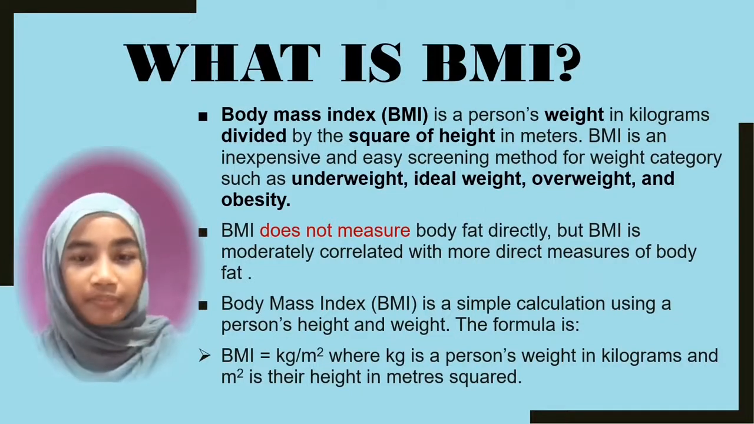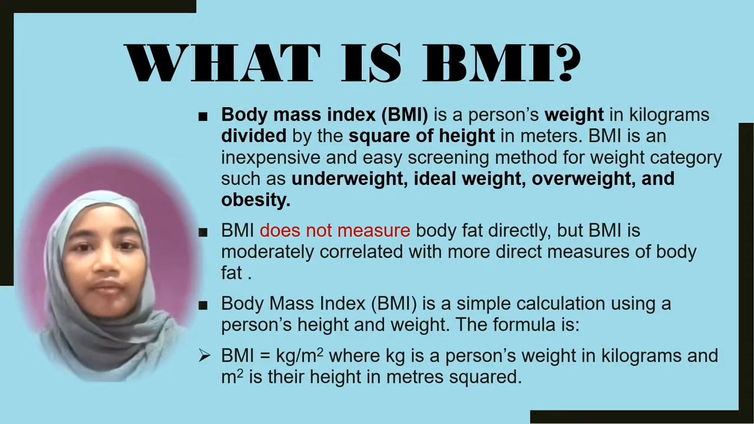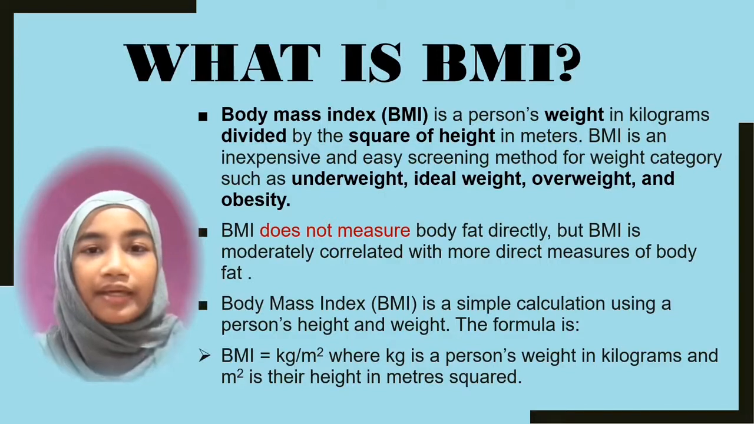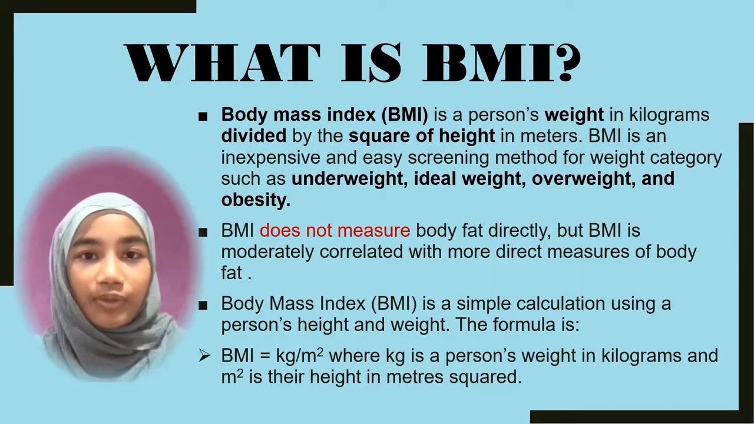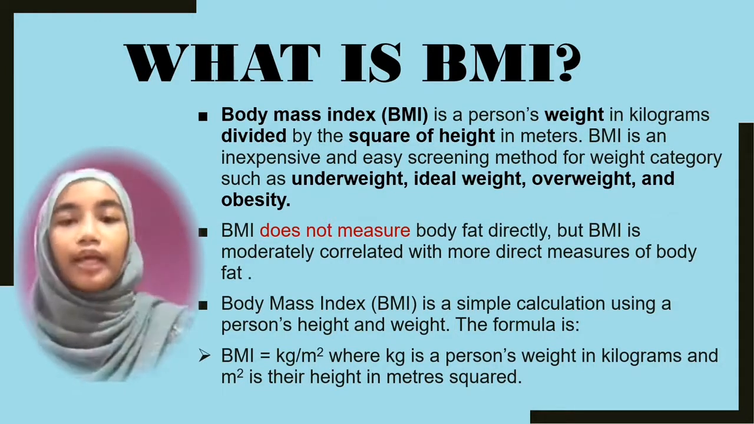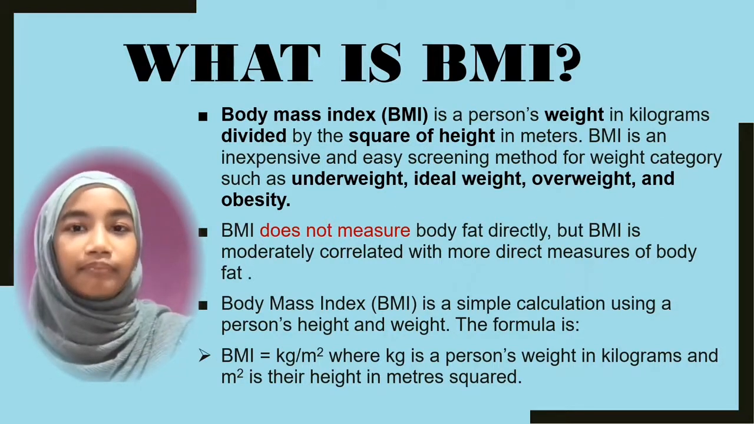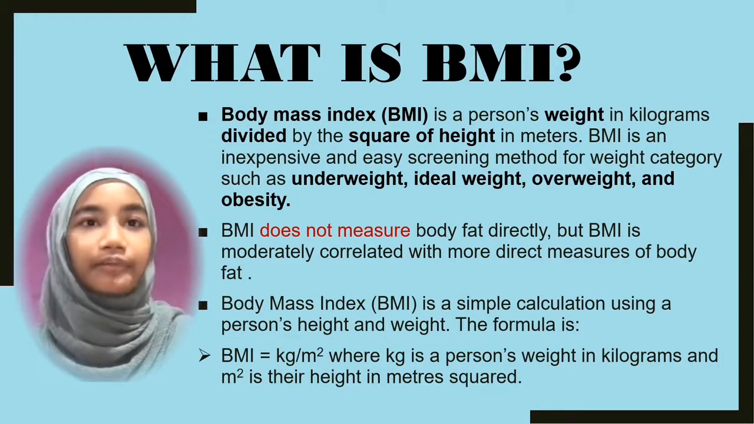Next, what is BMI? BMI stands for Body Mass Index. Body Mass Index is a person's weight in kilograms divided by the square of height in meters. BMI is an inexpensive and easy screening method for weight categories such as underweight, ideal weight or normal, overweight and obesity. BMI does not measure body fat directly, but BMI is moderately correlated with more direct measures of body fat.